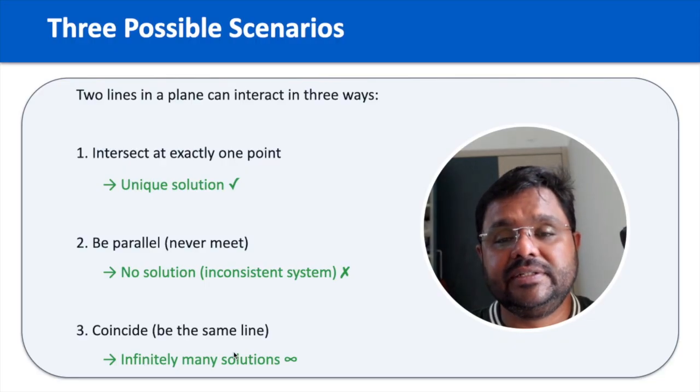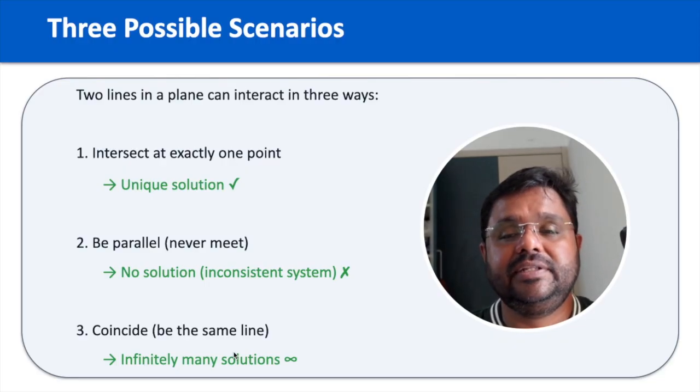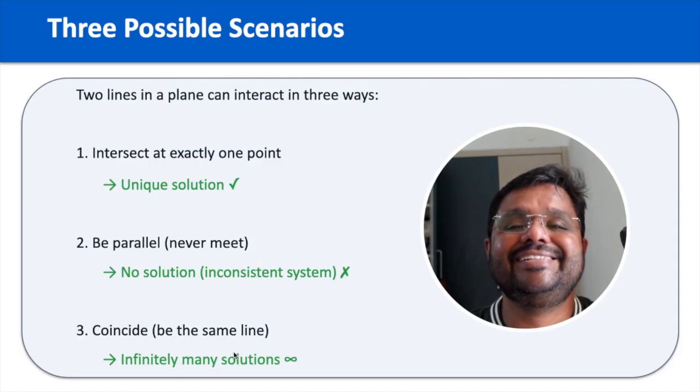Case 2 is that the lines can be parallel. There is no meeting point. That means there is no solution for the system. In such cases, that system is called an inconsistent system.